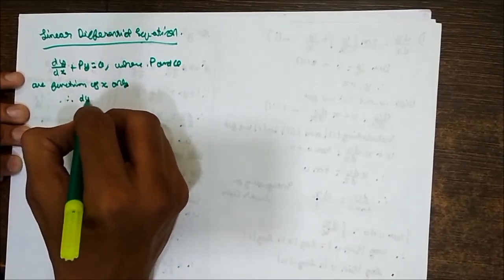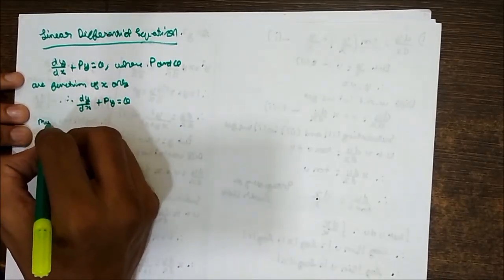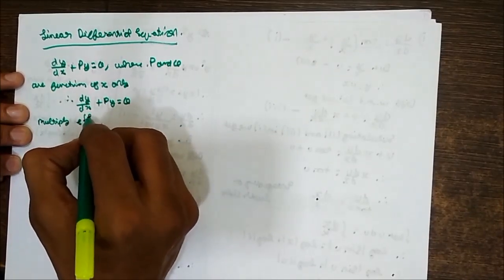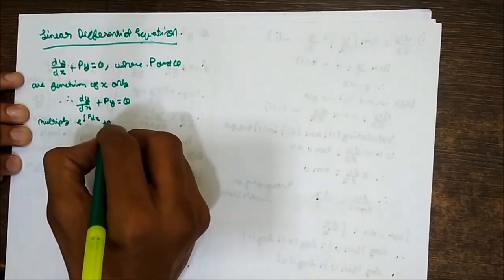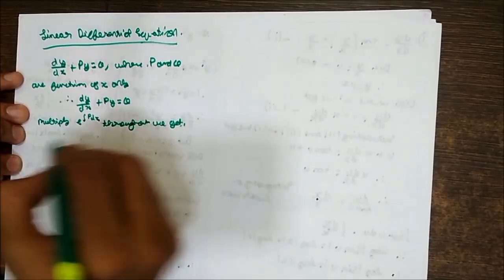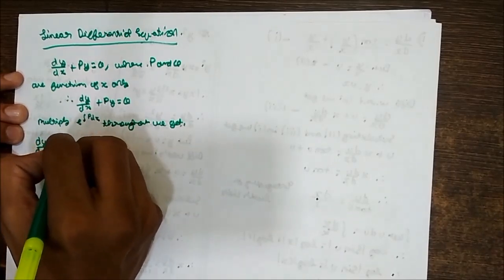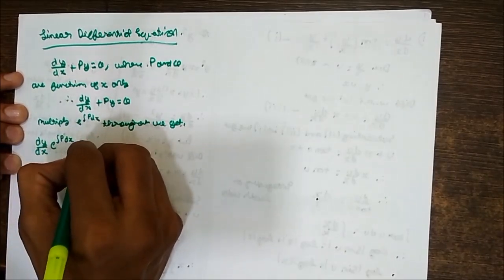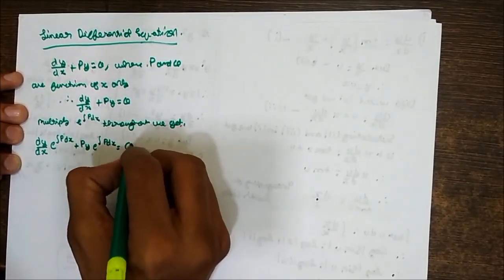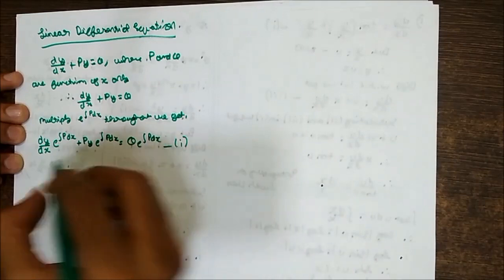Therefore dy by dx plus py is equal to q. Multiply e raised to integration of p dx throughout, we get dy by dx e raised to integration of p dx plus py e raised to integration of p dx is equal to q e raised to integration of p dx. Name this as equation 1.